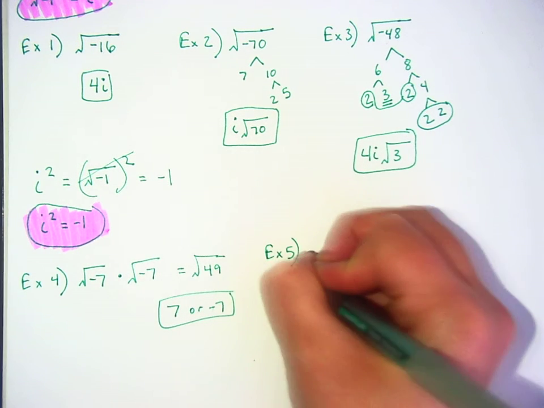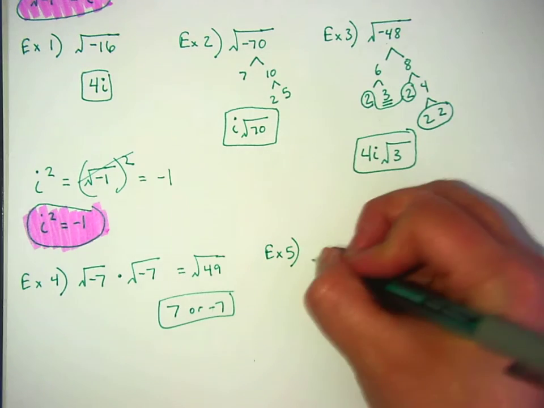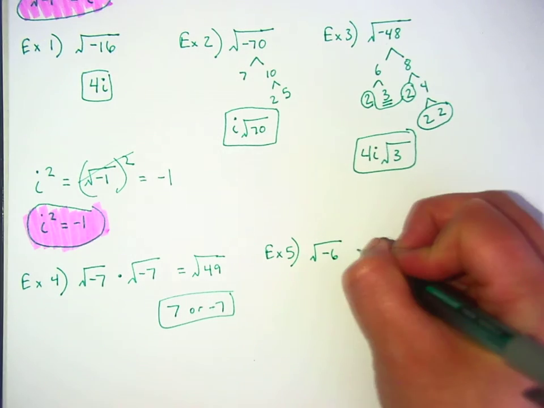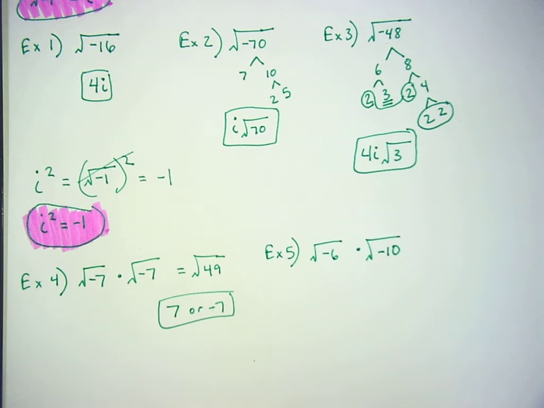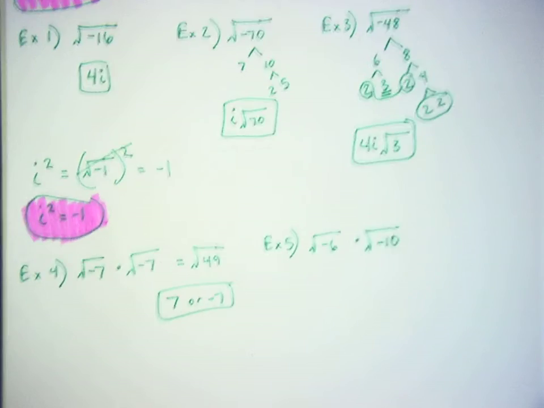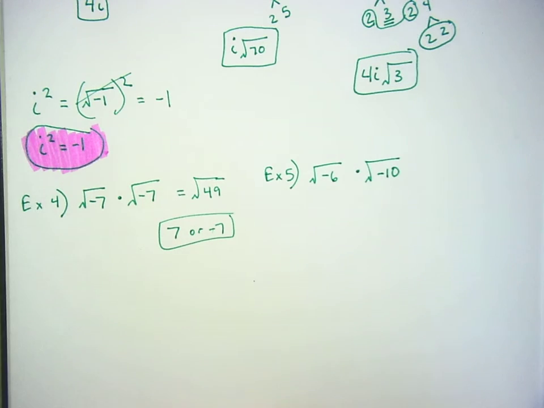Example 5. What if it was this? The square root of -6 times the square root of -10. Go ahead and try this one with your partner. I'm going to give a prize for this. You're right, it is the square root of 60, but then you have to break it down. Talk to your partner.